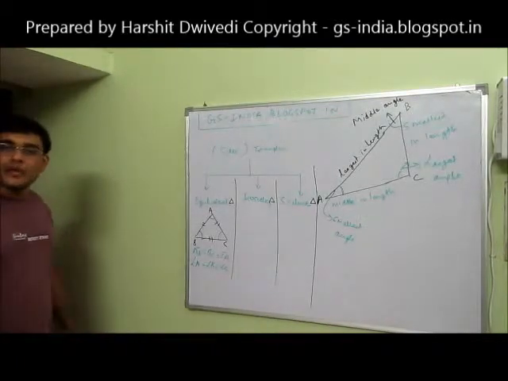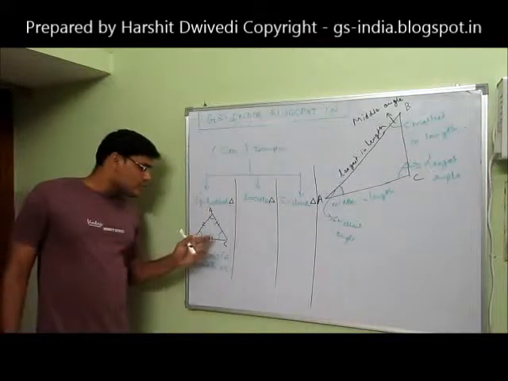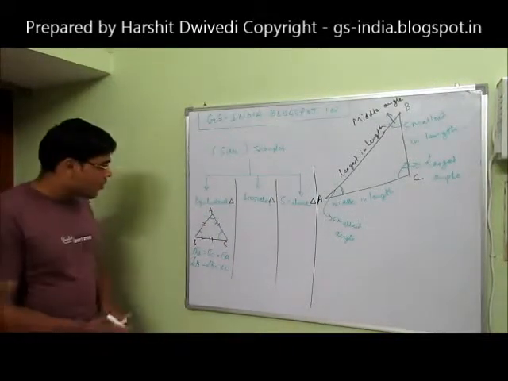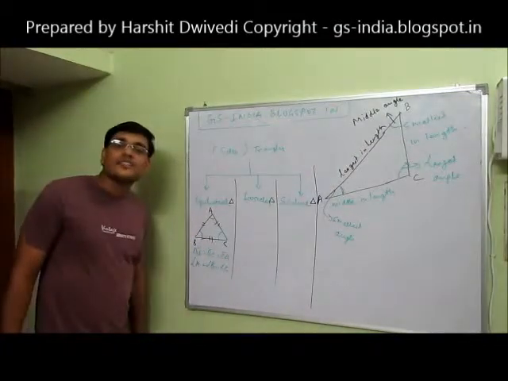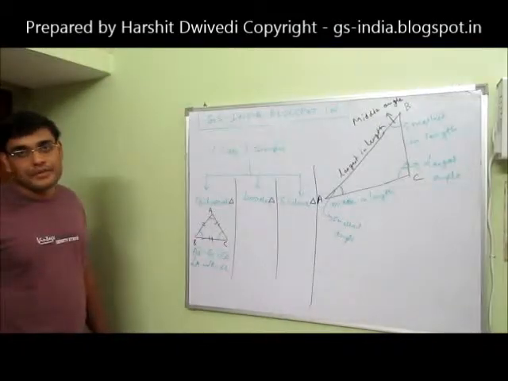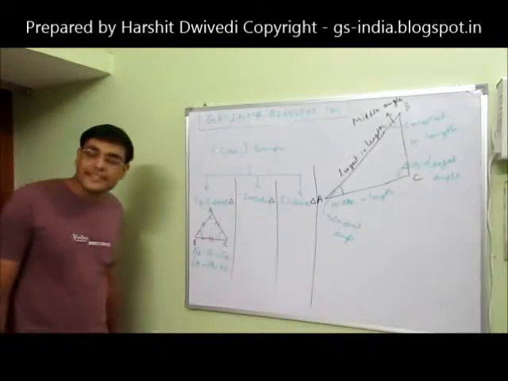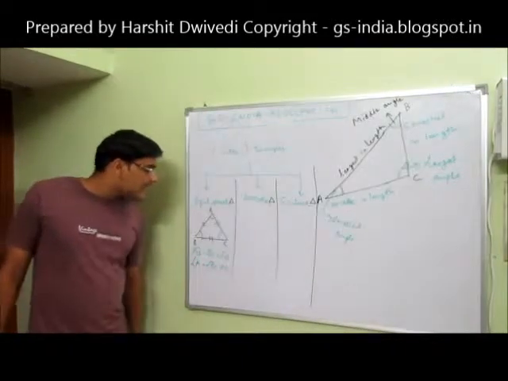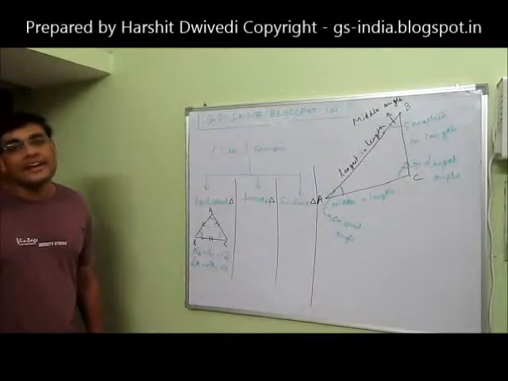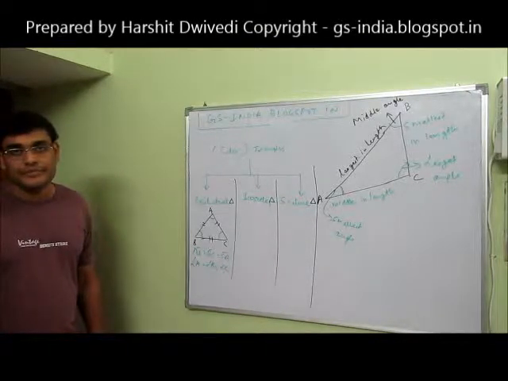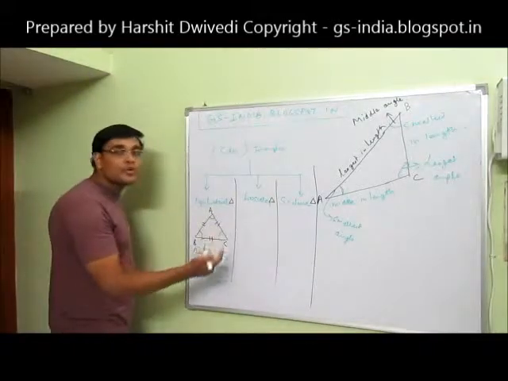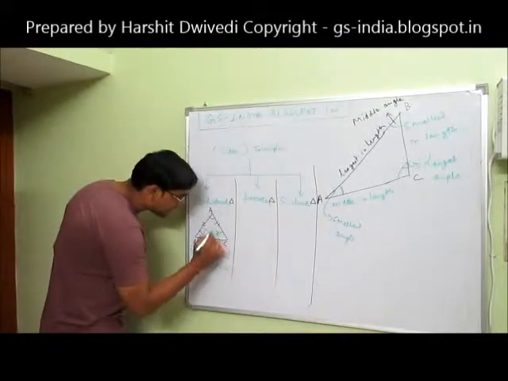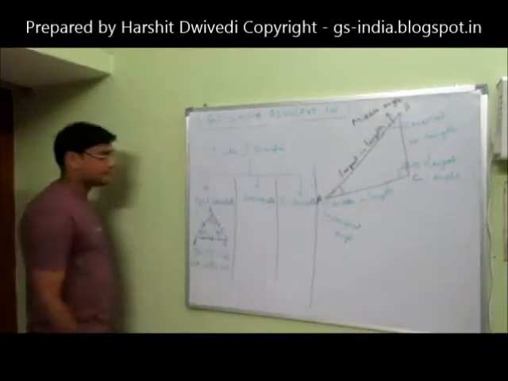Triangle ABC, equilateral triangle, line AB is equal to line BC is equal to line AC. So obviously, angles opposite to these respective lines will be equal to each other. So it simply says that all the angles of an equilateral triangle are equal to 60 degrees. Why 60 degrees? Because if the lines are equal, then the angles opposite to them are also equal. So I suppose this angle is X, this angle is X, and this angle is X. Basically the lines are equal, then angles are also equal.